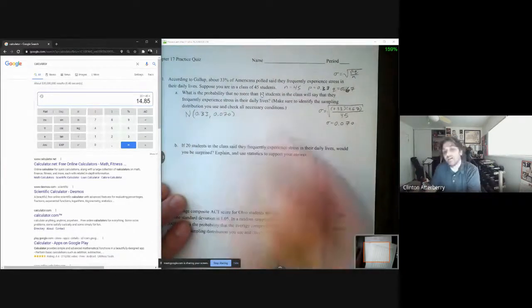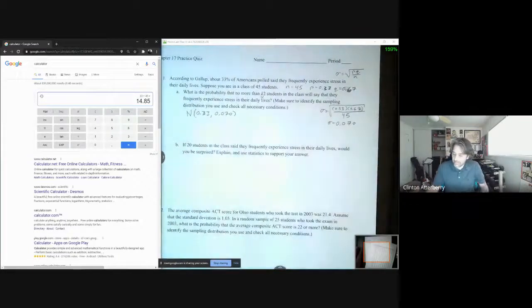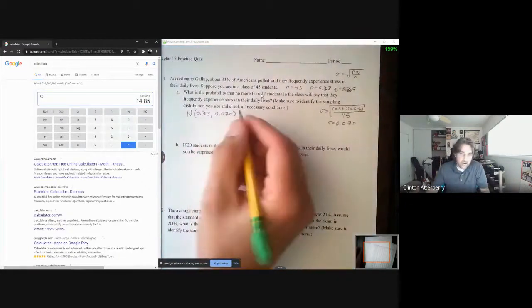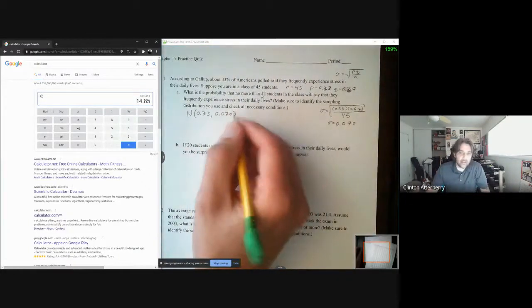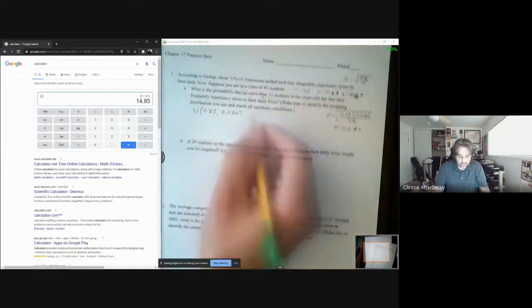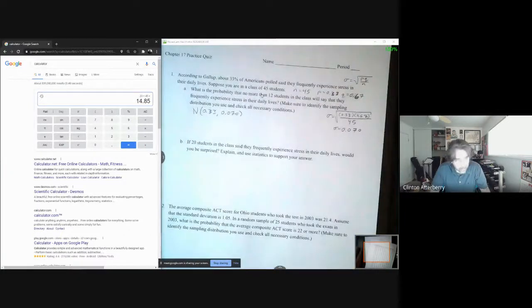0.070. Okay, the reason why I put the 0 at the end there is because this number goes further out than just that, and it's rounded to 0. Like we cut off the rest of it. All right.